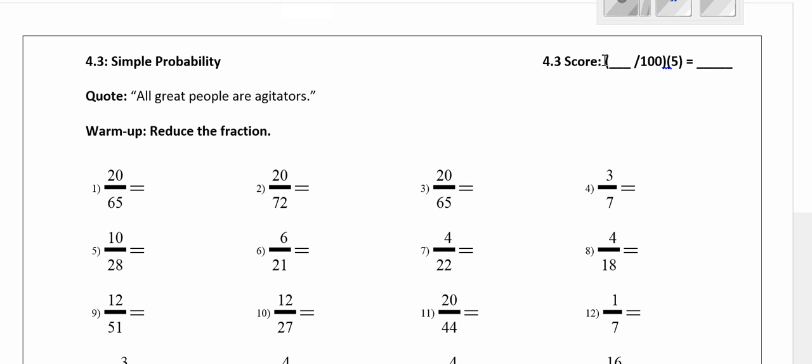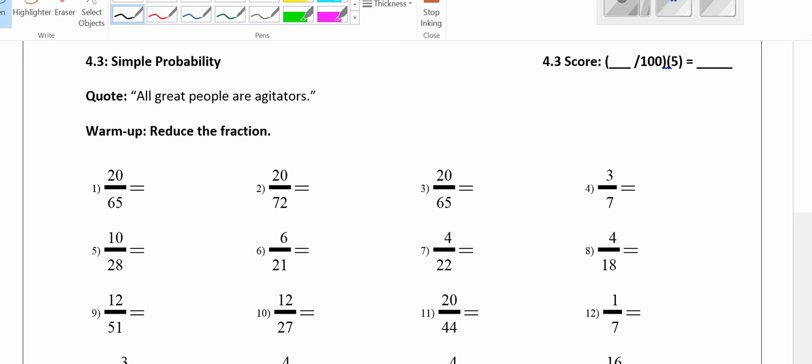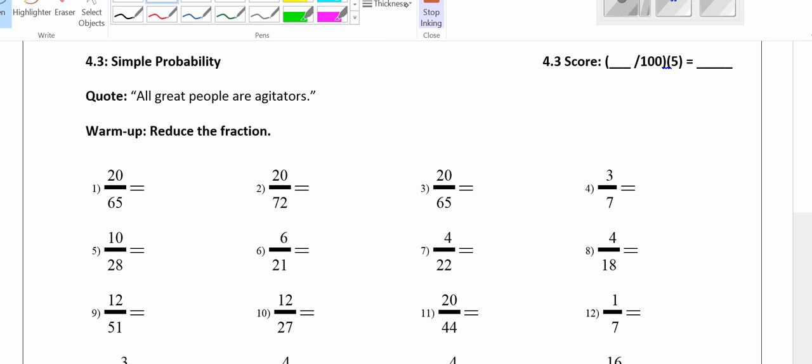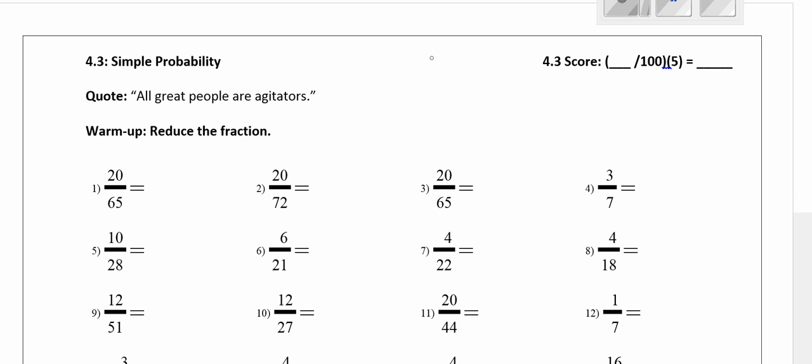Okay, this is lesson 4.3 on simple probability. For your warm-up, you're asked to reduce each of these fractions. And remember, to reduce a fraction, all you really have to do is find a number that divides into both of them, preferably the biggest number that divides into both of them, because then you can just reduce it all at once in one single step.